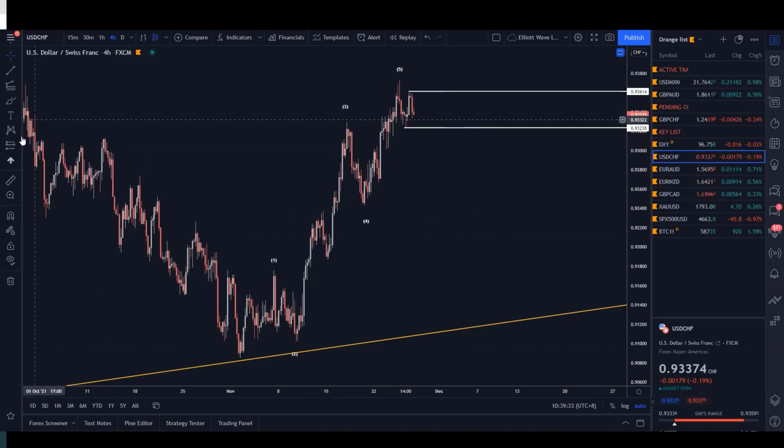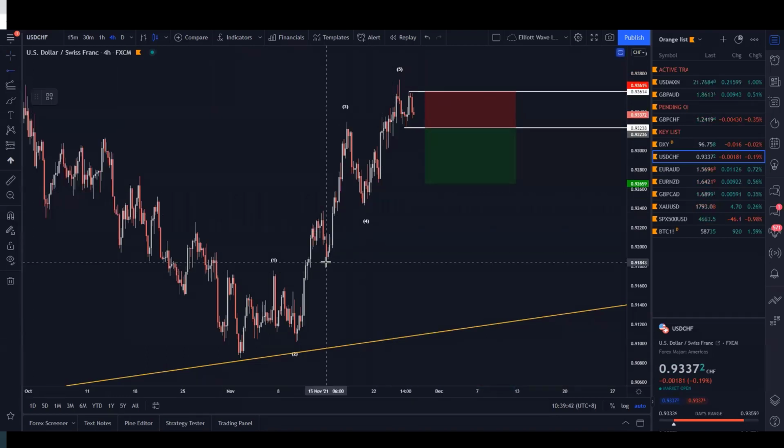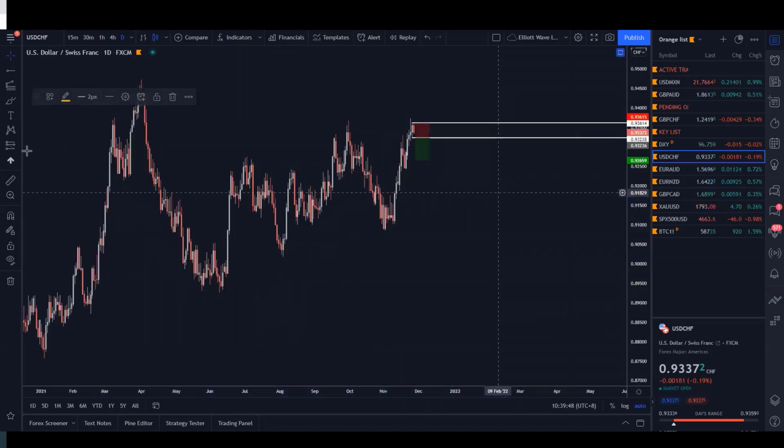If I were to look at this, the entry is here, the stop is there. For the target right now, we'll just reference it to this low for now. We'll definitely manage the stop, but for now, we'll take it from this low here, the daily low.